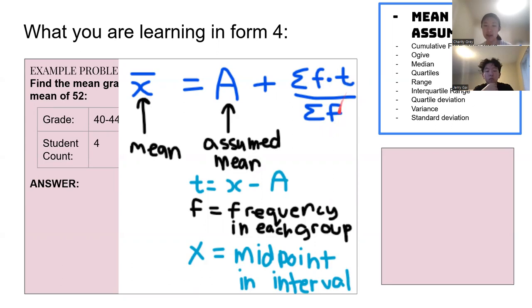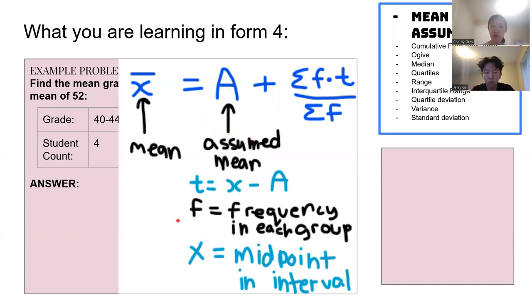So we're going to explain what f and t mean. t is x minus a, and f is the frequency in each group. For example, in this place, the frequency in each group is 4, because the number of students, the frequency, is 4. And x is the midpoint in the interval. And where's the interval? That's the interval here, 40 to 44. The midpoint is 42. If you don't remember how to calculate the midpoint, you can submit a question in the WhatsApp group, or you can ask your teacher. And so t is your midpoint minus your assumed mean.